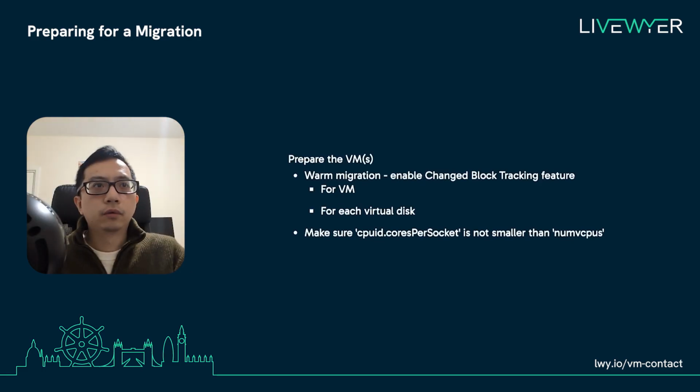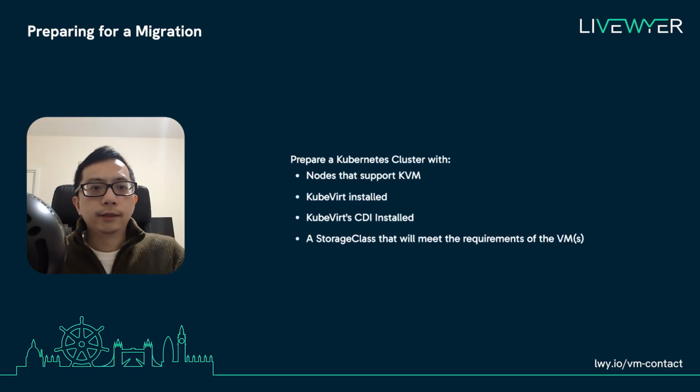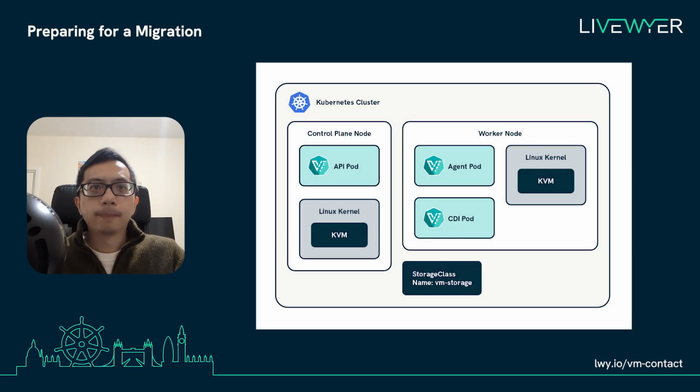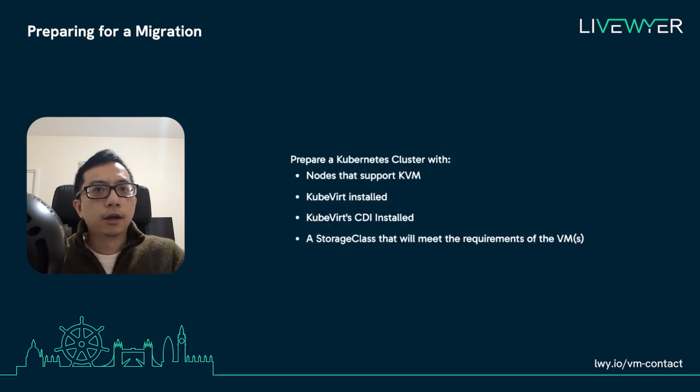Now on to the Kubernetes cluster. We will need a Kubernetes cluster that has nodes that support KVM, has Kubevirt installed, and has Kubevirt CDI installed. It is usually a separate installation and it is required to enable importing the data from VMware onto your Kubernetes cluster. Your cluster must also have a storage class that will meet the requirements for the VMs that will be migrated onto your cluster. And once your cluster is set up, you'll want to verify that Kubevirt and CDI are working by running a VM using a publicly available ISO image.